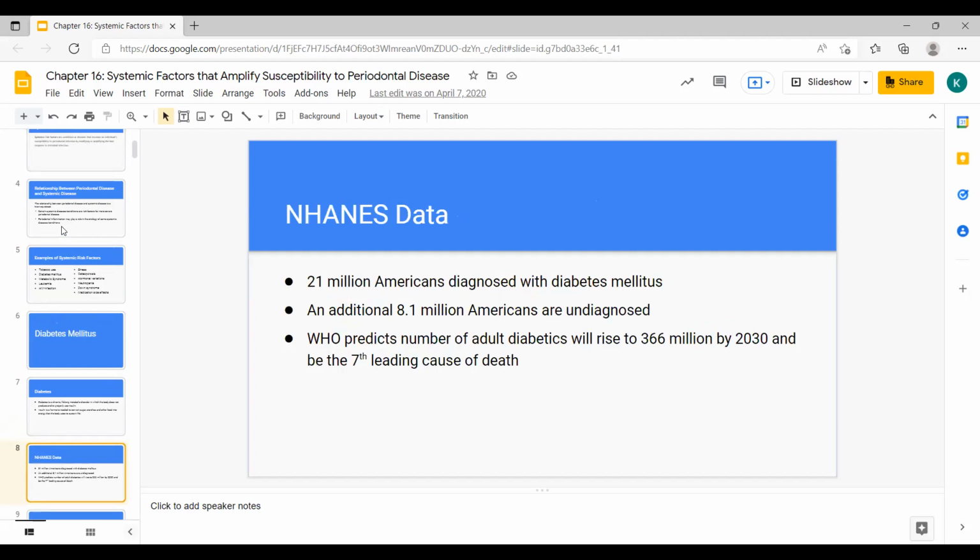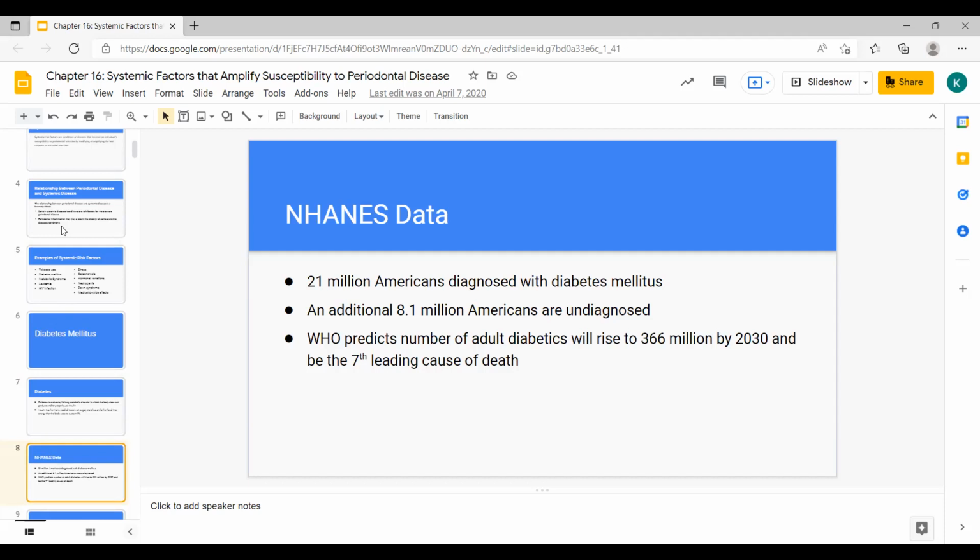The NHANES data, 21 million Americans are diagnosed with diabetes, and an additional 8.1 million Americans are undiagnosed, okay? The World Health Organization predicts the number of adult diabetics will rise to 336 million by 2030, which, like, y'all, it's only 8 years from now. That's insane to see it rise from 21 million to 366 million, okay?